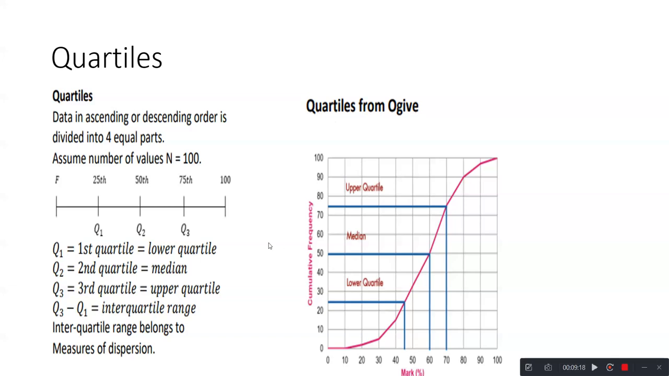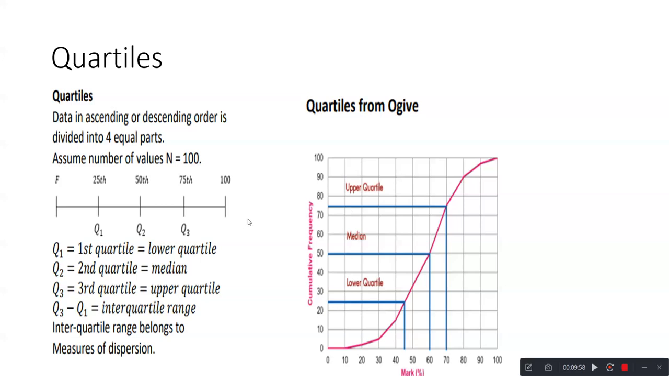The median is actually going to be the second quartile, and this is always going to be 50 out of 100, or a half of n, a half of the nth value. So if your n is 100, then it will be 100 divided by 2, which is 50. So from 50, I come here, I meet the curve, and go down and read off that value. That will give you the second quartile mark.